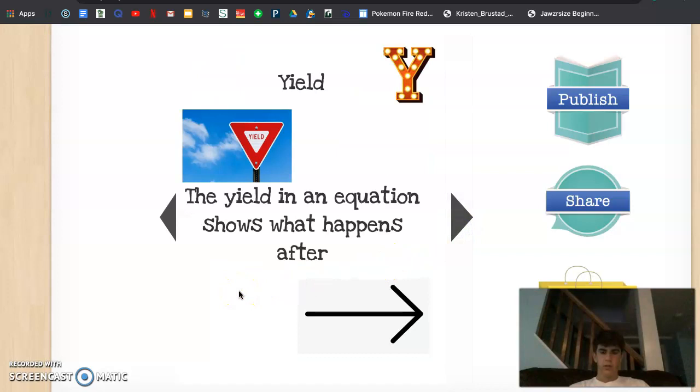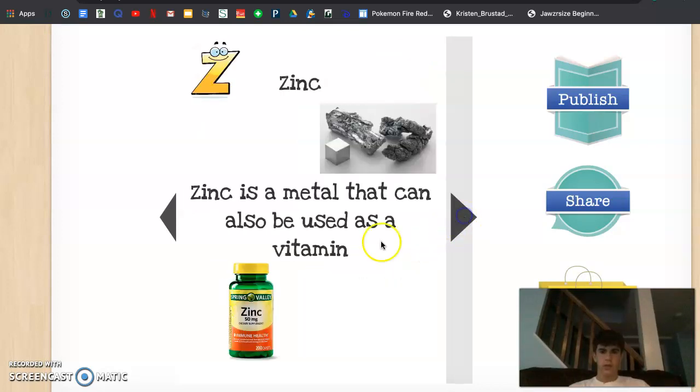Y is for yield. The yield in an equation shows what happens after. Z is for zinc, and zinc is a metal that can also be used as a vitamin.